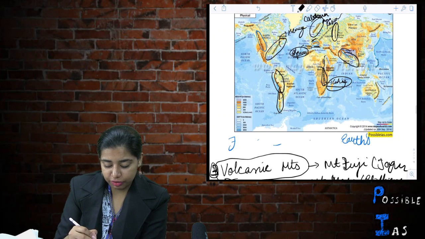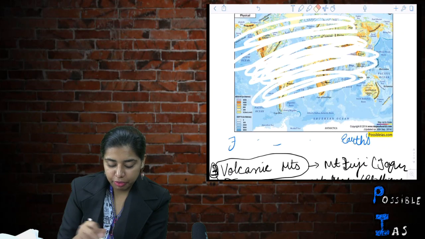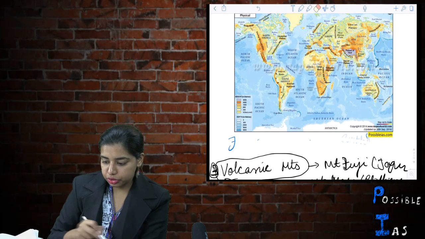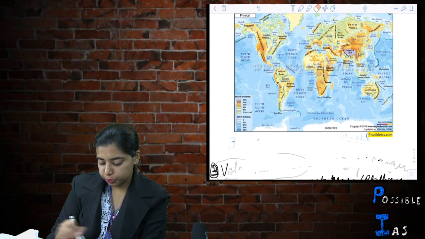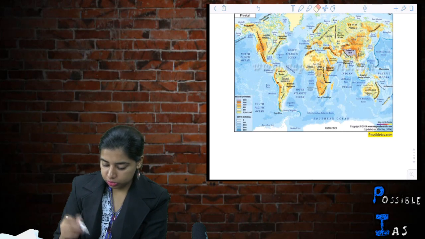So if you see this line from the Red Sea to almost southern parts of Africa, a lot of lakes are present along this particular line. So this type of highland feature that is found, it is known as plateau. So what is a plateau?